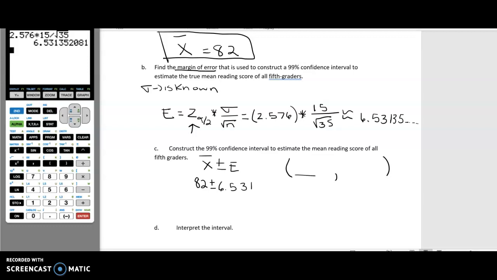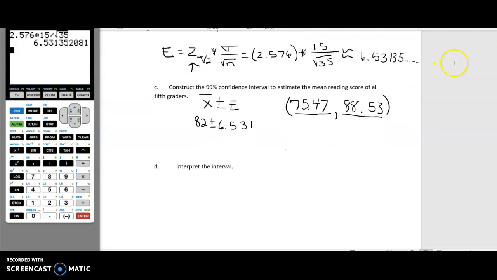So to get the lower limit, you have to subtract: 82 minus 6.531. And they'll probably ask you to round to 2 decimal places here, so I'm going to go ahead and round. That's 75.47. And to get your upper limit, you add those two numbers, and you end up with 88.53. So the last part, interpret the interval.